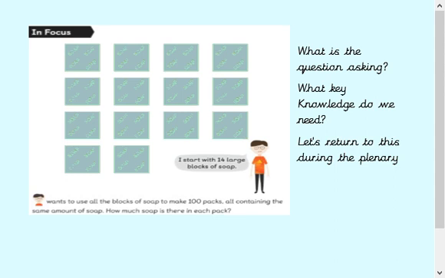So what's the question asking? Well, it's asking us to take the large boxes or packs of soap that we have here and divide them by 100. Okay, because we've got to make them up into 100 packs. Each pack has to have the same amount in them. They cannot have different amounts. So what key knowledge do we need? Well, we need to be able to divide whole numbers by 100. Think back to our learning intention, dividing whole numbers by 100. We're going to come back to this during the course of the lesson and then also again at the end.